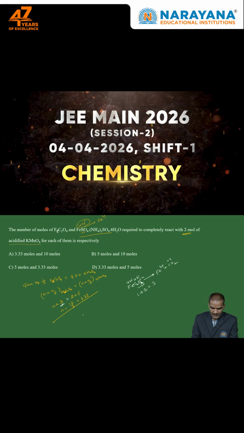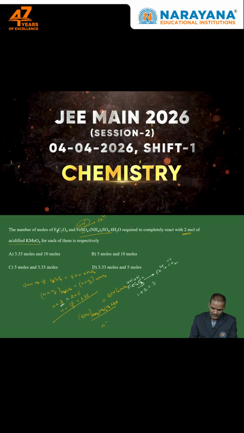Now overall, similarly, the gram equivalence of Morse salt, and here FeSO4 ammonium sulfate dot 6H2O, this value should be equal to the gram equivalence of KMnO4. And if we see here, in this particular case in the Morse salt, only one iron in +2 oxidation state is changed to +3 oxidation state. So the N factor for ferrous ammonium sulfate is 1 only.